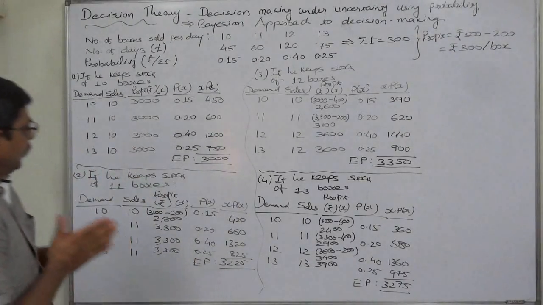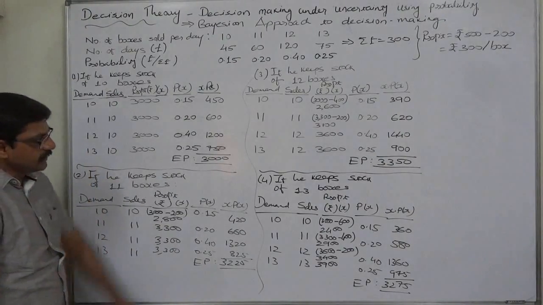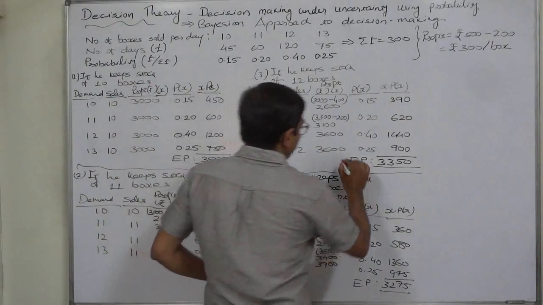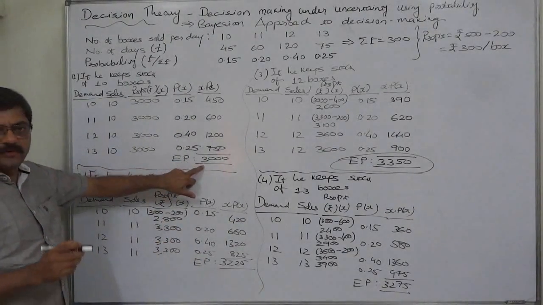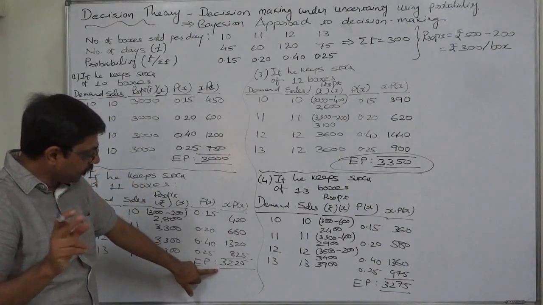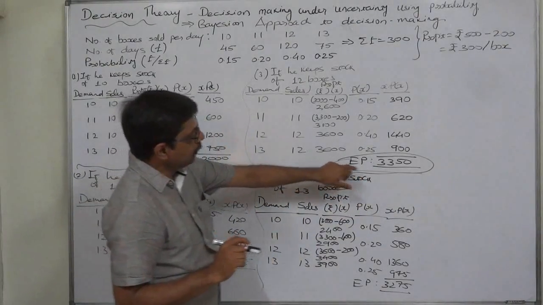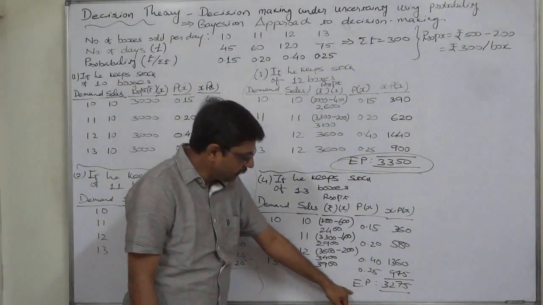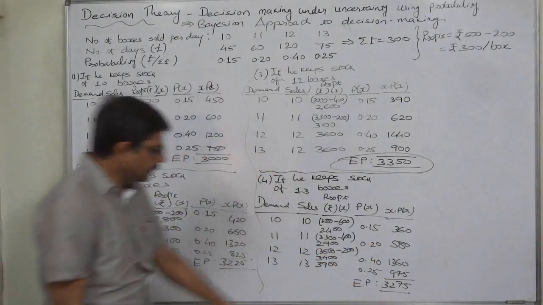Now, he has 4 alternatives available, and the highest profit is in case of keeping stock of 12 boxes. In case of keeping stock of 10 boxes, profit is 3000. In case of stock of 11, expected profit is 3225. In case of keeping stock of 12 boxes, the expected profit is 3350, and in case of keeping stock of 13 boxes for a long term, the expected profit comes to 3275.